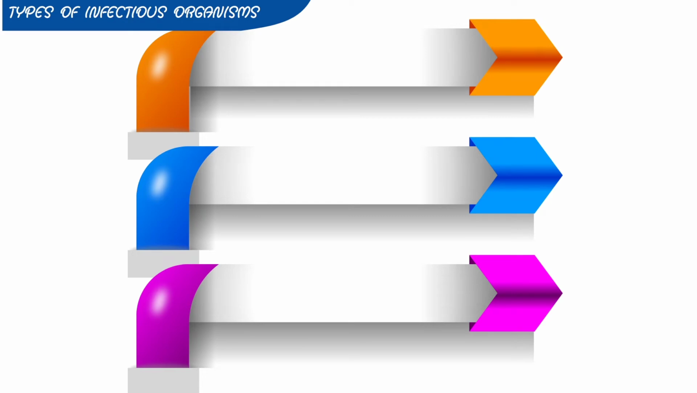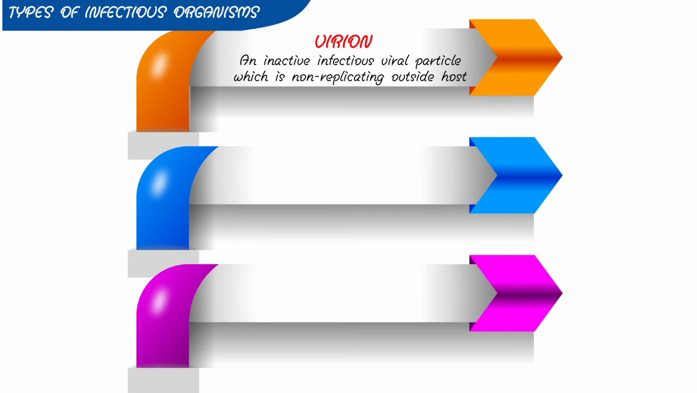First we will see about virions. A virion is an inactive infectious viral particle which is non-replicating outside the host. So when it is present outside the host, it cannot replicate. Only inside the host can it replicate. That is what is called a virion.